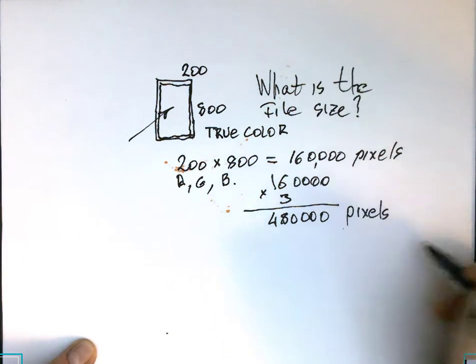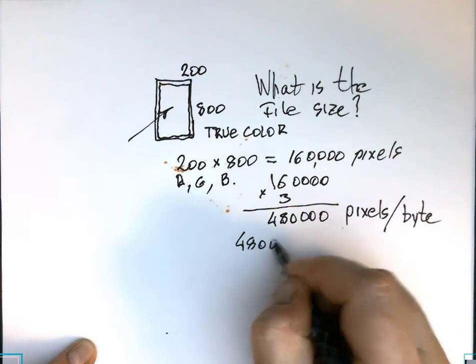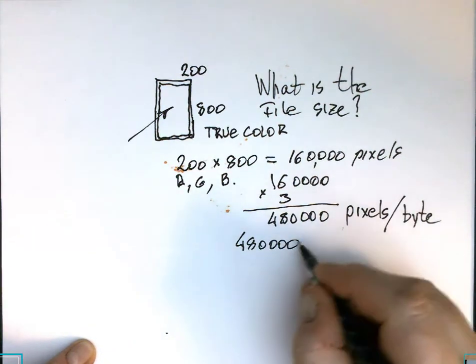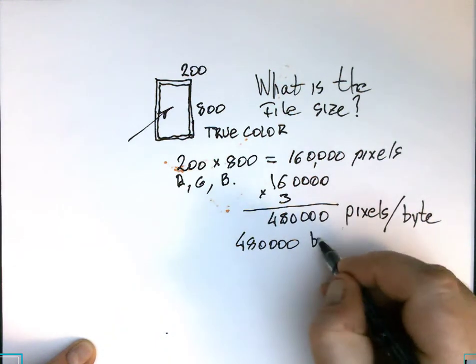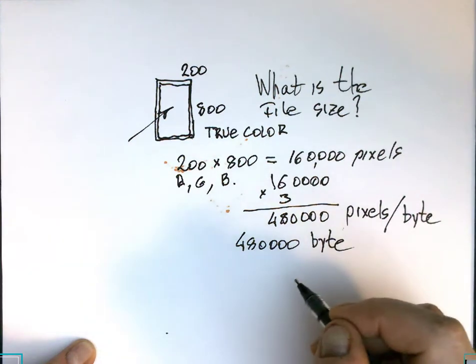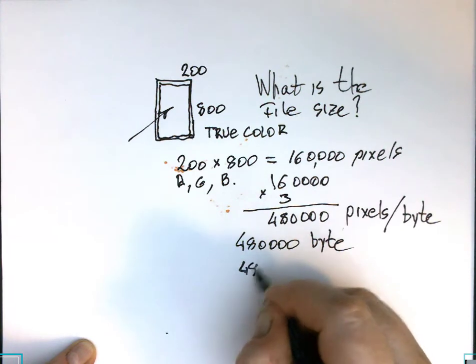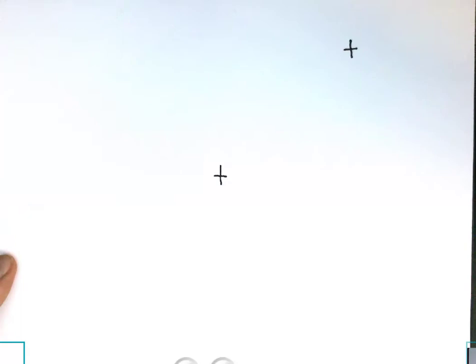480 pixels, and every pixel and subpixel actually. So we have 480 and 3 zeros. That is 480 bytes, which is 480 kilobytes.